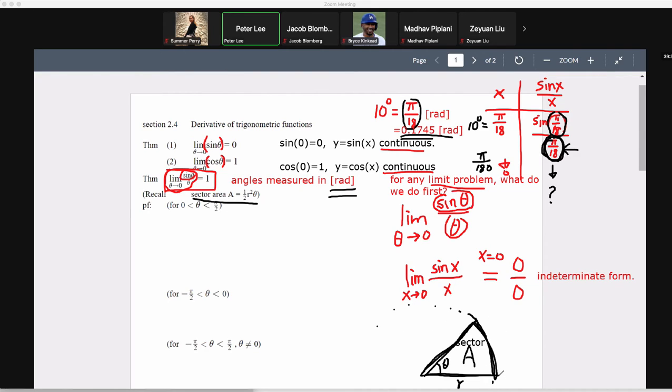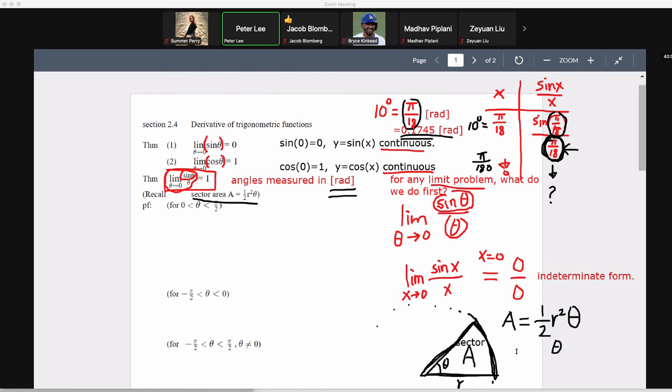Again, I'm not sure what you did in your trigonometry class, but you must have seen this formula. A, the area of the sector, is equal to half times r squared theta. I don't know, did you all learn this in your trigonometry class? And theta must be in radian units.